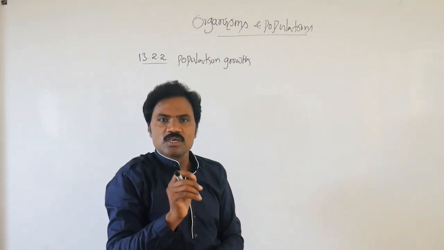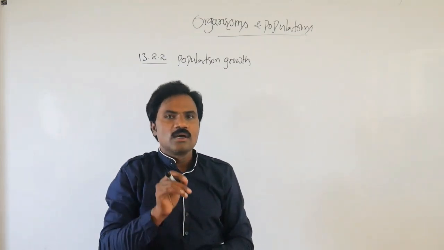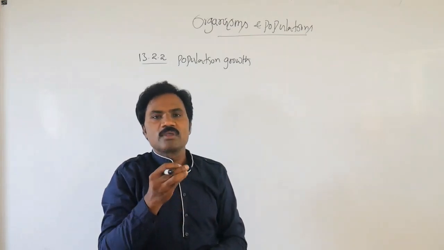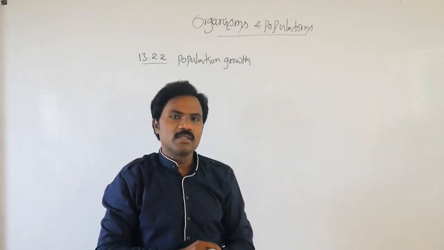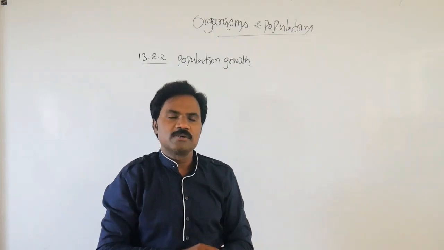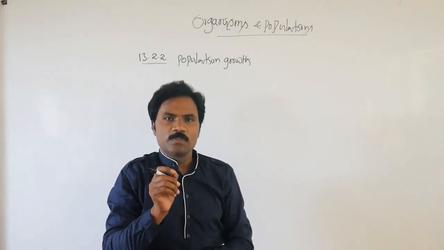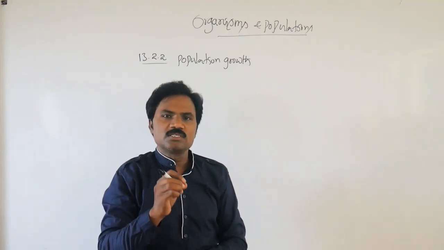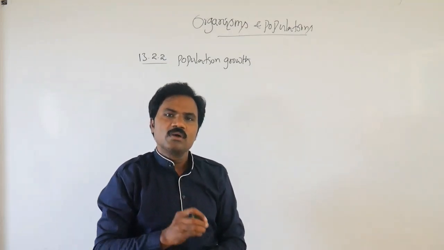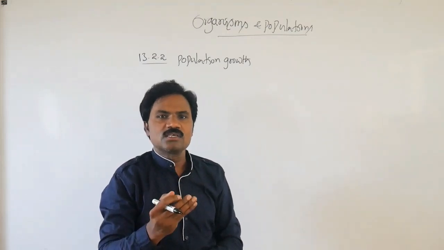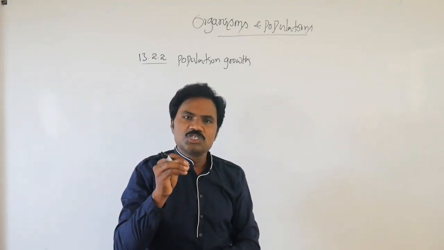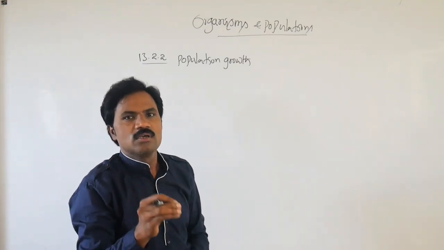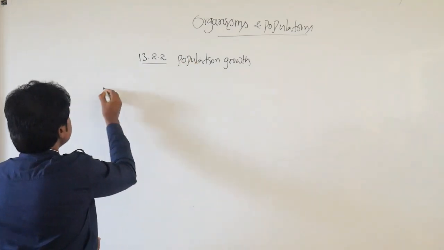Normally, the size of the population of any species may not be static. Frequently, the population must be changing. Why does the population size frequently change? There are several factors influencing the changing of the population. What are the factors influencing the changing of the population?